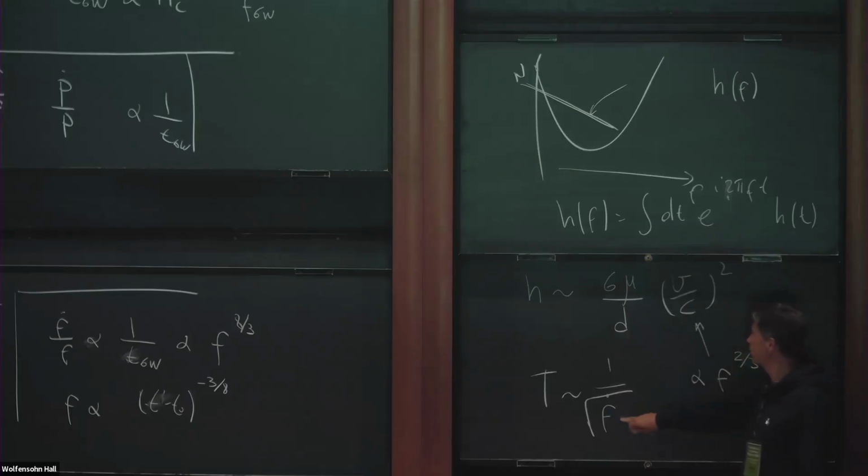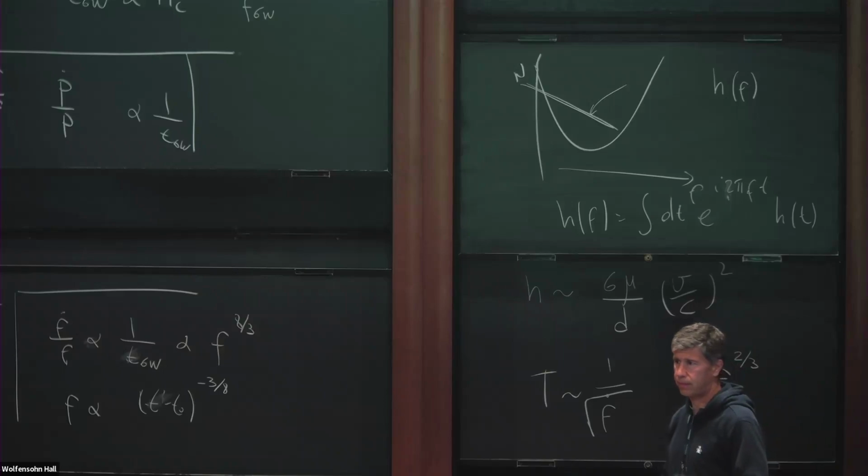And then the combination of the frequency dependence of f dot and this f to the 2/3 is what sets that slope. So I leave you as an exercise to calculate that slope or show that it's f to the -7/6, okay? Any questions about this? No? Okay.